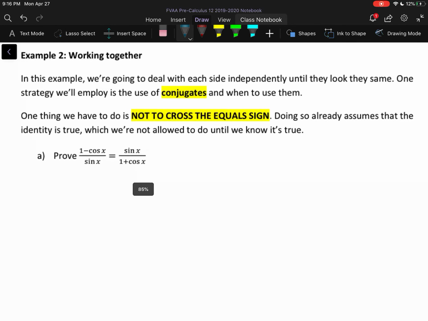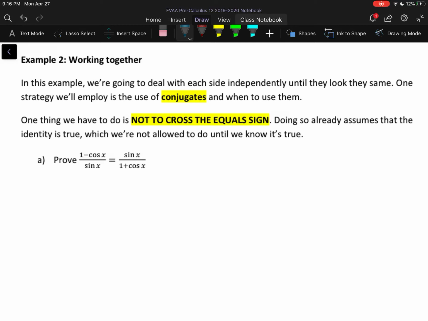Working together, example number 2. All right, in this example, we're going to deal with each side independently until they look the same. One strategy we'll employ is to use the conjugates and when to use them. All right, if you remember these, multiply by the conjugate. Hopefully that rings a bell.